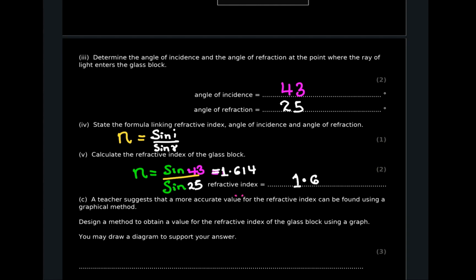So if you want to get a more accurate value, you need to do more measurements. You measure more angles of incidence, and then you measure the corresponding angles of refraction. So you see, when you have more angles, accuracy is going to be guaranteed. Design a method to obtain a value of the refractive index of the glass block using the graph. Then you may draw a diagram to support your answer.